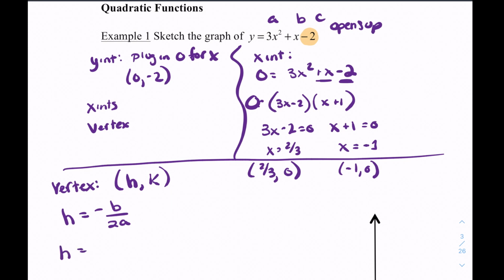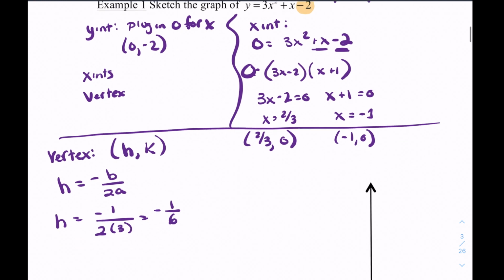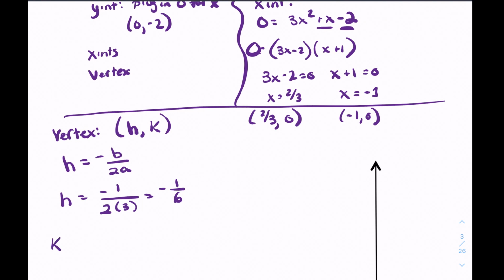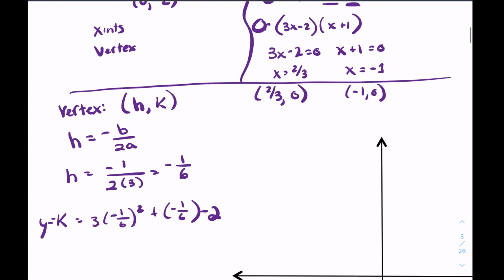So h equals negative 1 over 2 times 3. So I get negative 1/6. And that is going to be my x value in my vertex. To find my k value, which is going to be our y value, I can either write y or I can write k. I have 3 times negative 1/6 squared plus negative 1/6 minus 2. So negative 1/6 squared is 1/36 times 3. That would be 1/12 minus 1/6 minus 2.